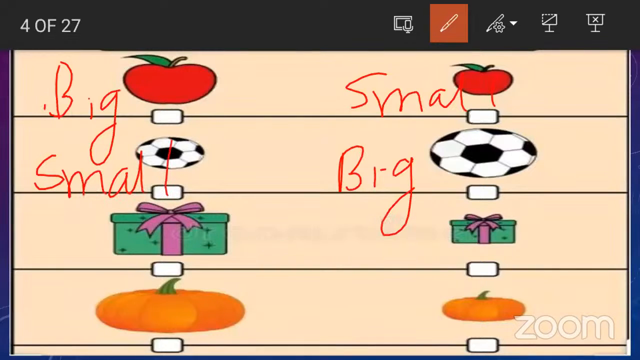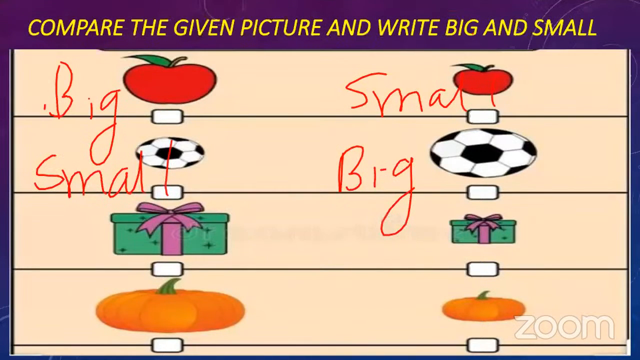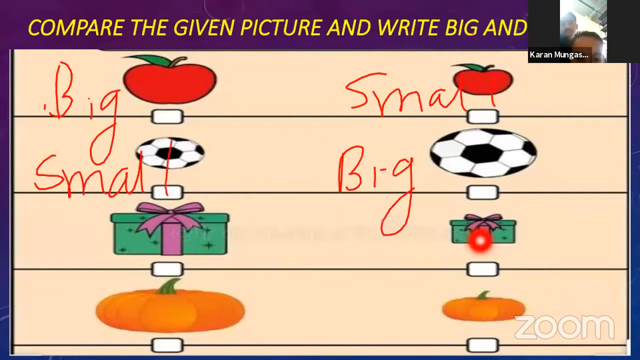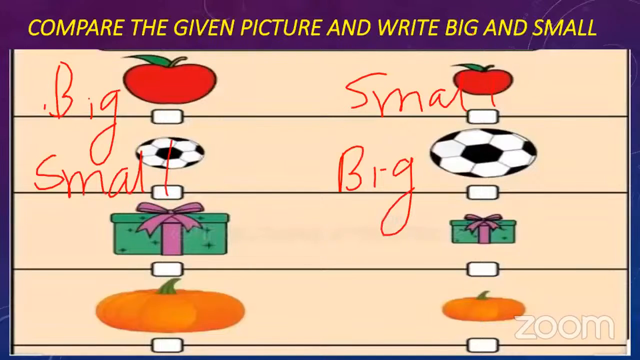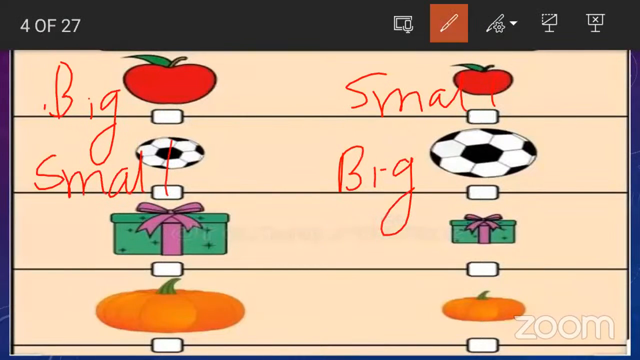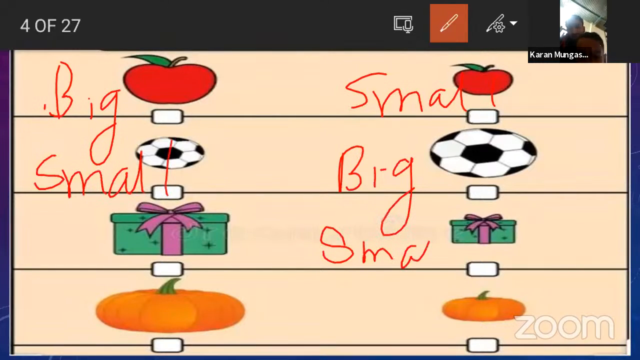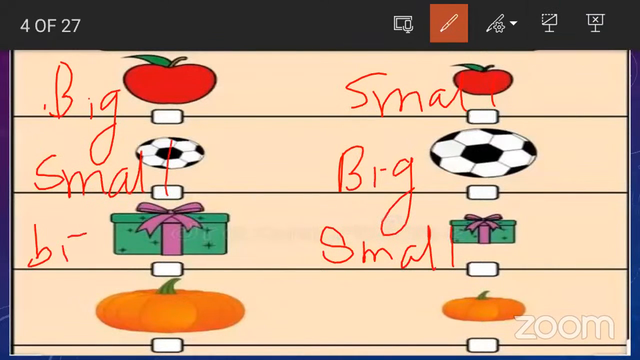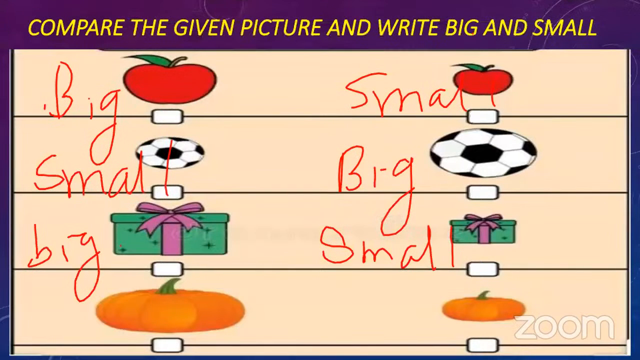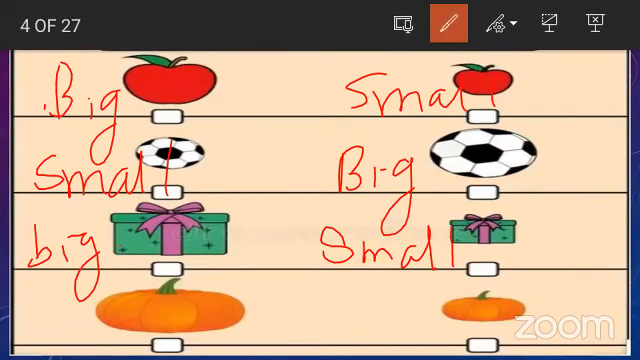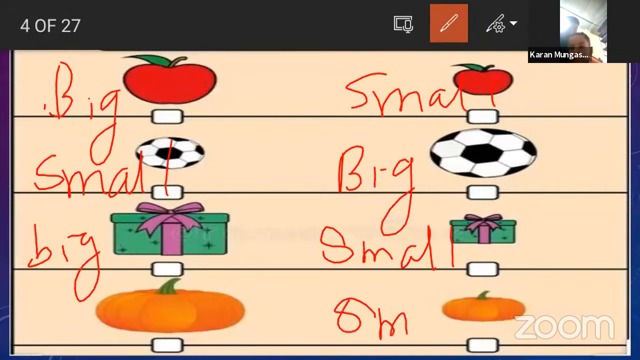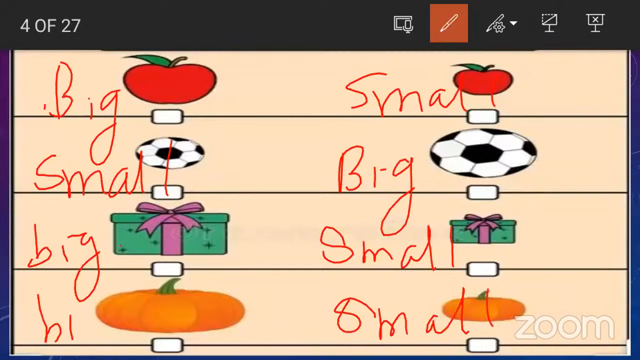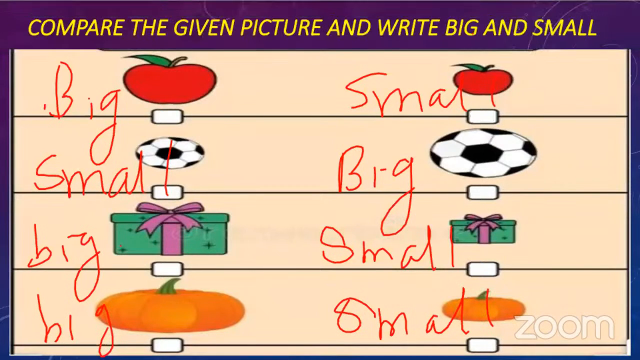Okay. Now, look at the gift box. Here is the gift box. Yes, this one is small and this one is big. Okay. So let us write small. Yes. And this one is big. Very good. Now look at here. The pumpkin. This is big or small? Big. And this one is small. So let us write, yes, small. And this one is big. Okay. So children, we have understood over here big and small.